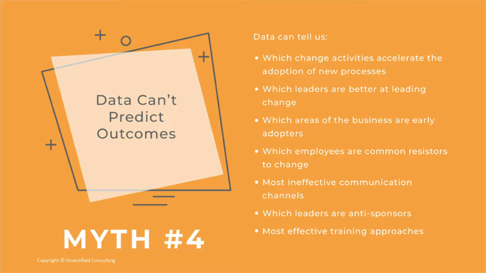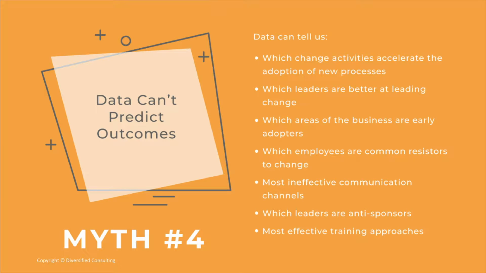That we're going to be looking at is that data can predict outcomes. And I know that we've already been skirting around this through earlier conversations. But by using data, we can create predictive models that can tell us which change activities accelerate the adoption of new processes, which leaders are perhaps better at leading change.